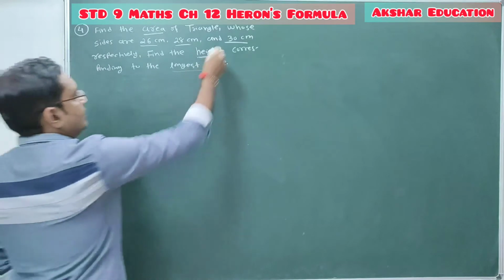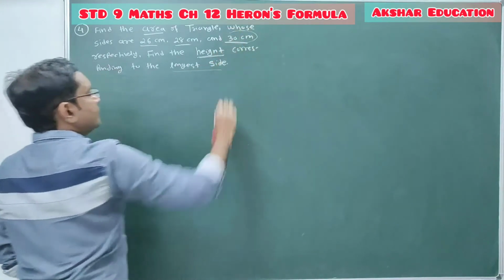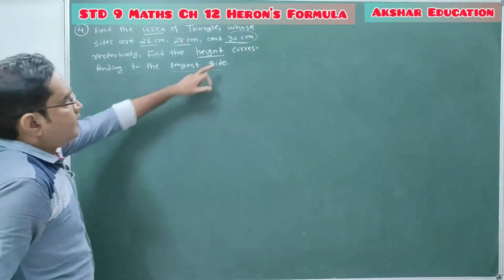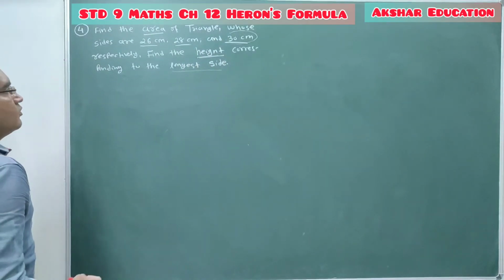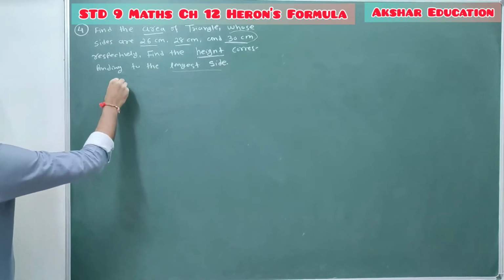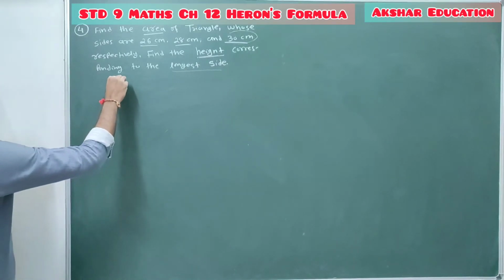So which is the longest side? 30 centimeter is the longest side of the triangle. So corresponding to this longest side, you have to find the height of this given triangle. So what you have to do? So suppose this is our triangle ABC.